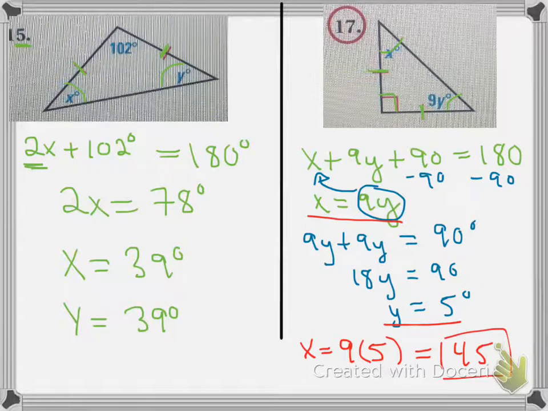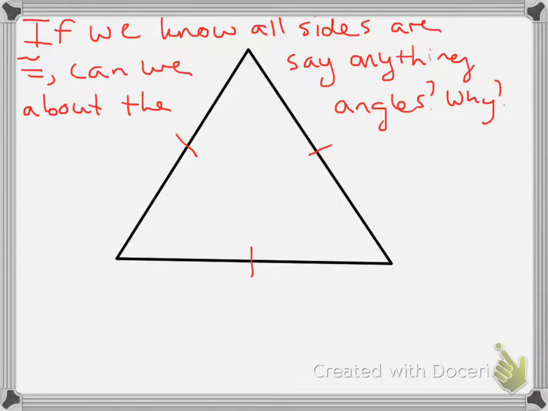Alright, and then there are two final answers. So now the question that I want to leave you with is, if we know all sides of a triangle are congruent, like this one right here, can we say anything about the angles and why? So keep in mind what we just learned about in our base angle theorem, and see if you can have an answer ready to go for class tomorrow.